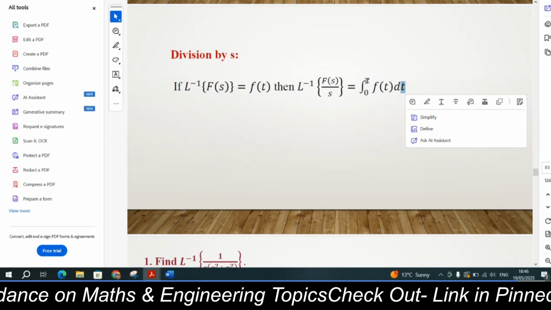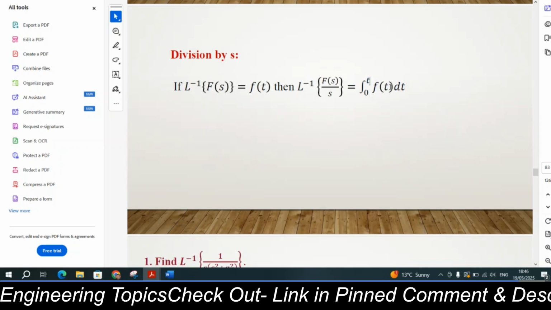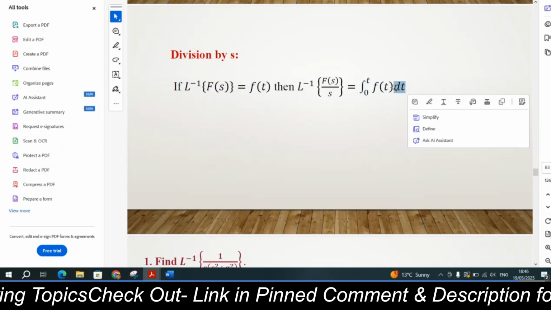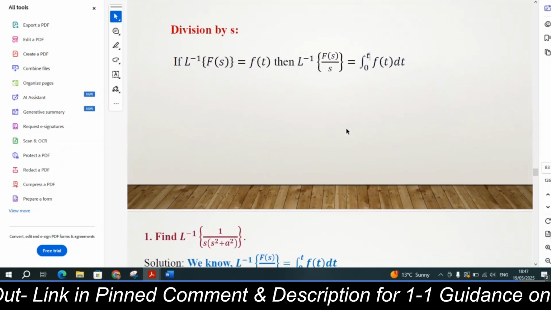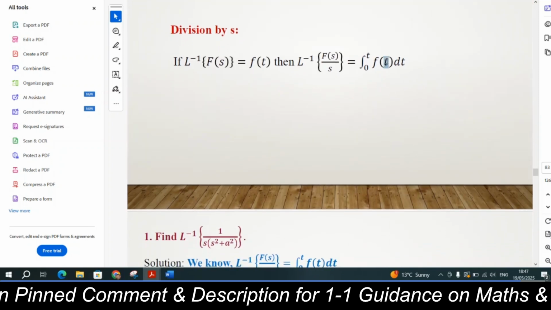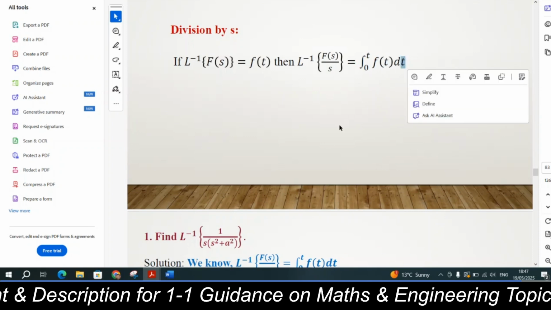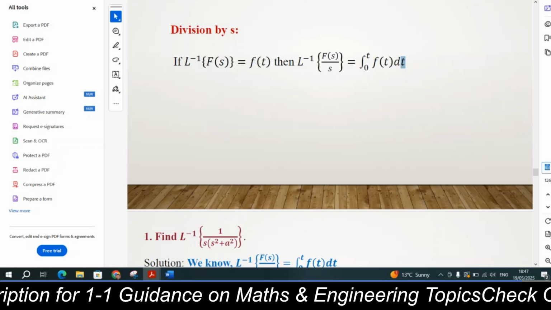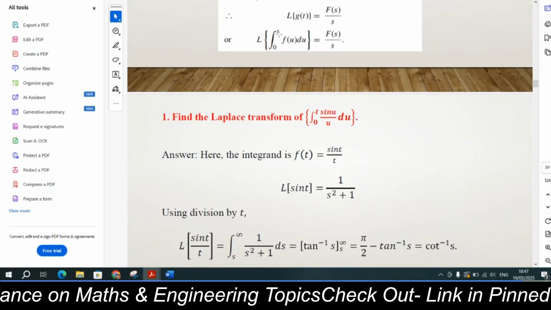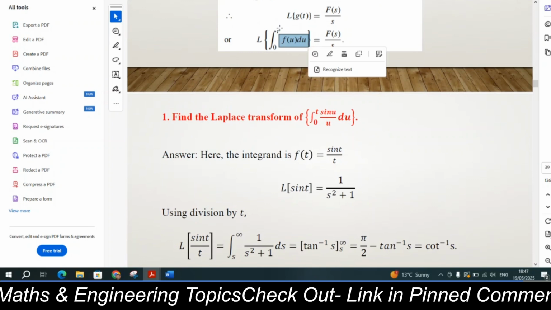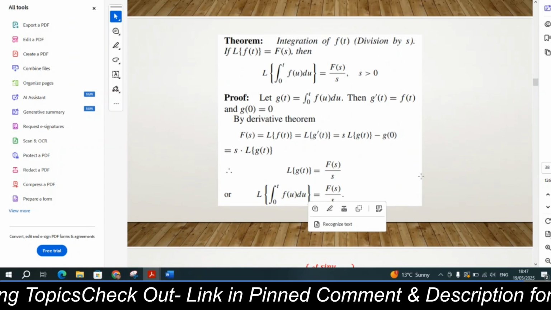Division by s. If you know the Laplace inverse of F(s) is f(t), then the Laplace inverse of F(s) by s becomes the integral from 0 to t of f(t) dt. It should not have been f(t) dt, it should have been f(u) du. Just look at a reference book if you have. I think you should not be having t over here, because the variable cannot be the limit. This has to be written as f(u) du.